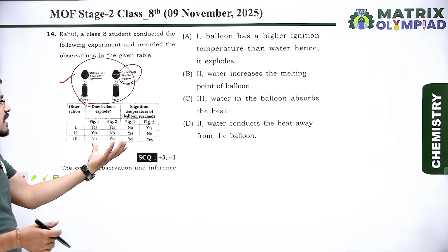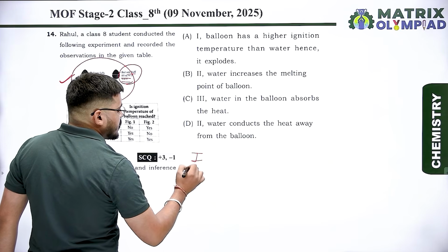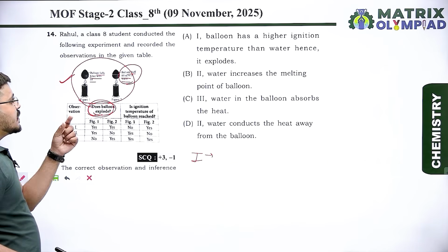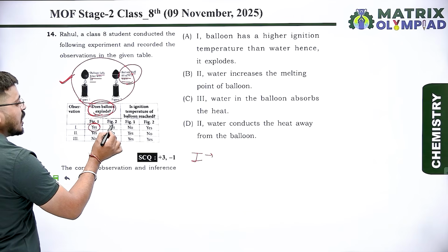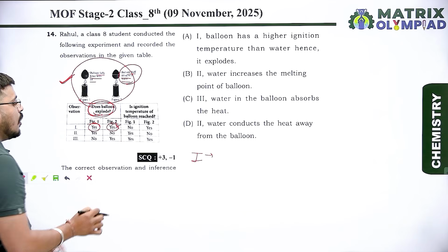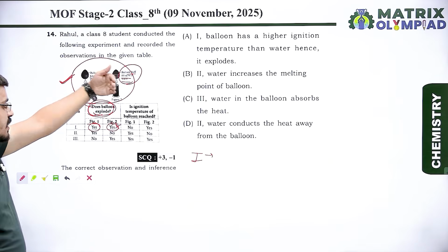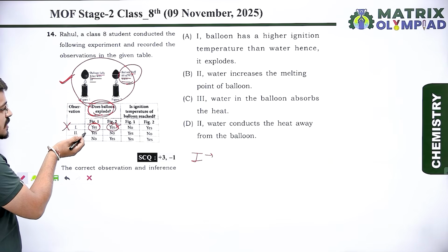So here a table is given to us. Let's read this table. In the first observation, we can see: does the balloon explode? Yes, it is correct. Balloon explodes. In the second, does the balloon explode? No, this is wrong. In figure 2, the balloon will not explode until it reaches the ignition temperature. So observation 1 is wrong. Let's check the second observation.